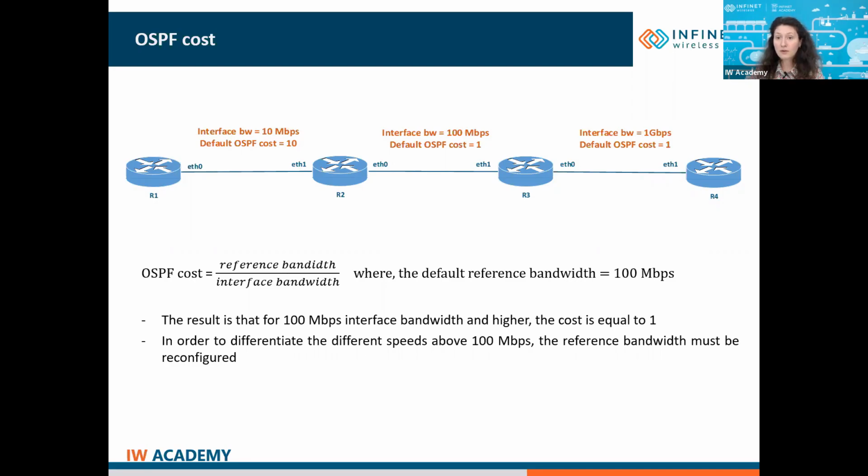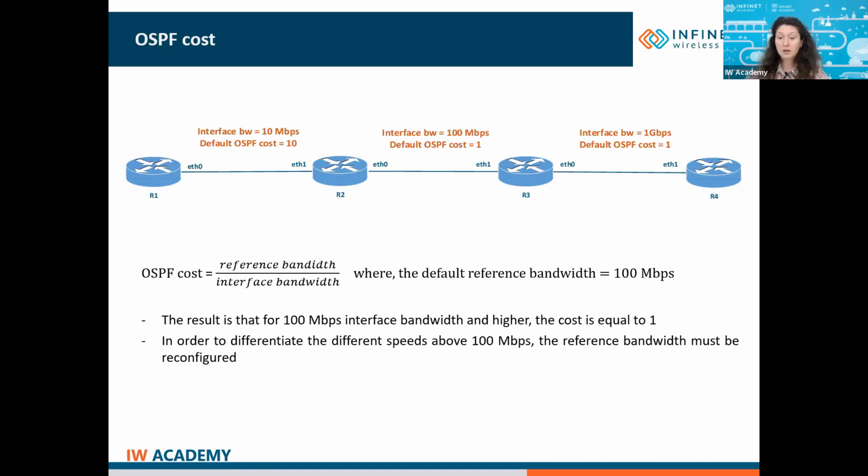Since the default reference value in OSPF is 100 megabits per second, let's see what costs will result for each interface in this picture. First, between R1 and R2, we divide the reference bandwidth of 100 megabits per second by the interface bandwidth of 10 megabits per second, and we obtain a cost equal to 10.